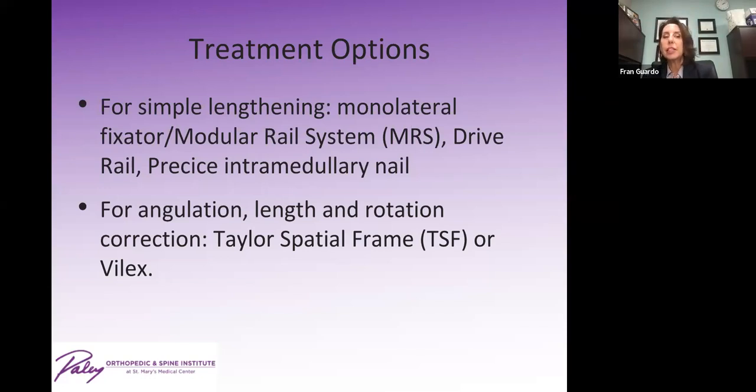Also, if there is an angular deformity with length or rotation correction needed, there is another option. Come in. I think he's here now. Come in.